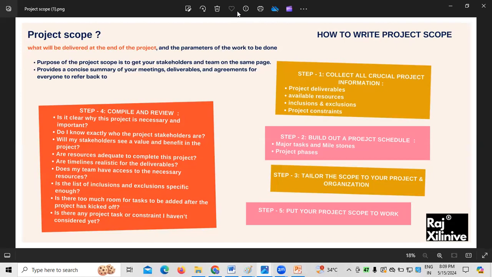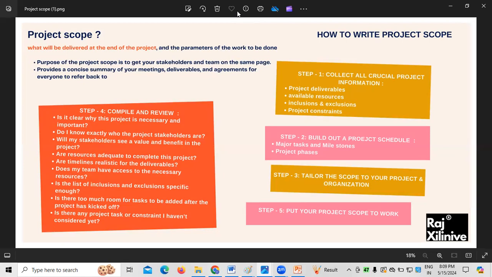Next, what are to be included and what are to be excluded. Followed by this, what would be the project constraints? Project constraints means if there are any difficulties, for example, you may have some budget limitation, or else you may have some timeline limitation. This all comes under the project constraint part. So to write the scope of the project, either it can be regular projects or data migration, this is the first step you have to follow.